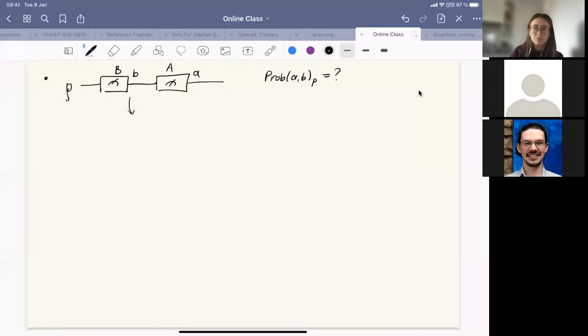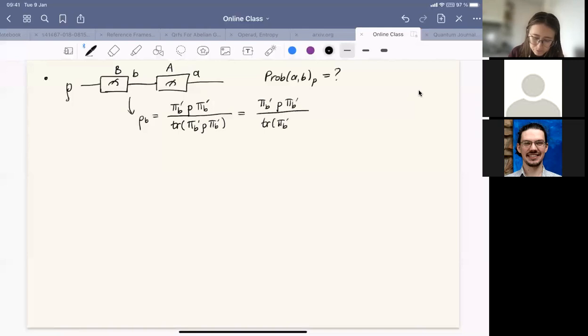So here, analogously to the previous case, the post-measurement state after having measured the outcome b would be rho b, which is: we first just project using the projector which corresponds to the obtained outcome. So it's going to be pi b prime rho pi b prime, over the trace of this expression. So we just normalize. And analogously to our previous consideration, what we get in the denominator is just the trace of pi b prime rho, which is interpreted as the probability of getting outcome b given the initial state rho.